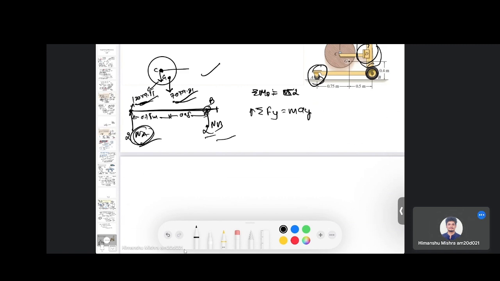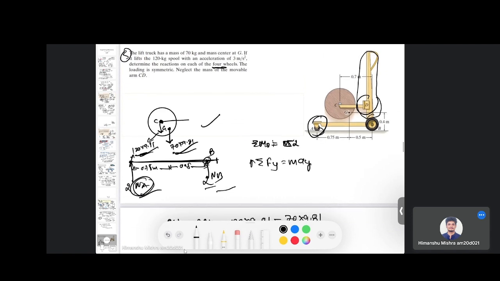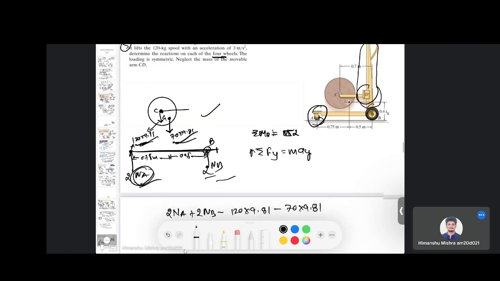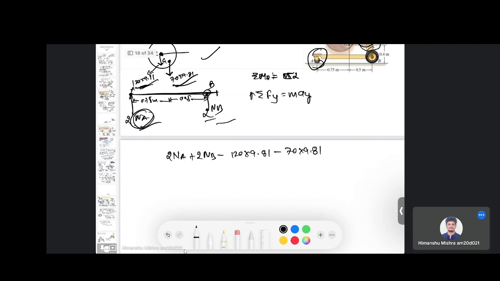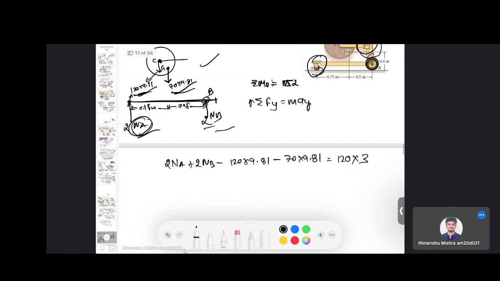So the forces in the vertical direction are these 2 weights and these 2 normal reactions. So it will be 2NA plus 2NB minus 120 multiplied by 9.81 minus 70 multiplied by 9.81 equals m, which is 120, times the acceleration, which is 3. So this is my equation 1 because there are 2 unknowns here.